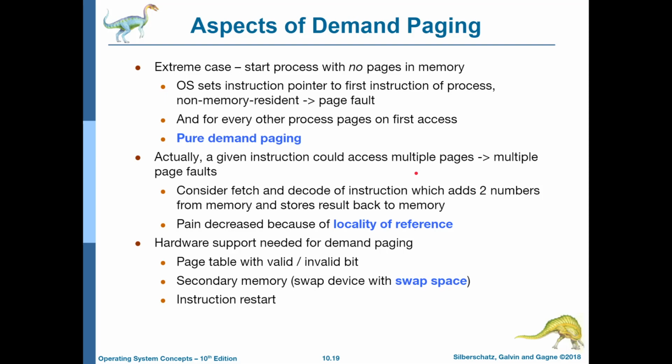This is very, very painful whenever you're dealing with vector calculations, where multiple memory locations can be used to perform a calculation. You can't redo some calculations by running the instructions, and so it's imperative that all the pages are in memory before the instruction gets loaded. We call this locality of reference. Of course, it's very important that there's hardware support for demand paging. The page table has to have a valid-invalid bit. We have to have some sort of swap space. And then we have to have the ability to restart an instruction.